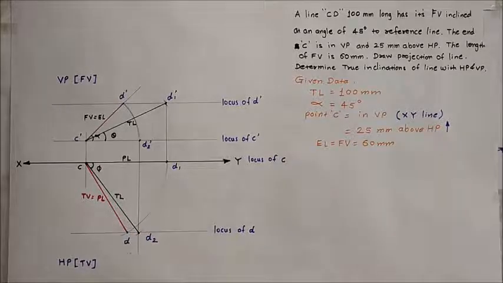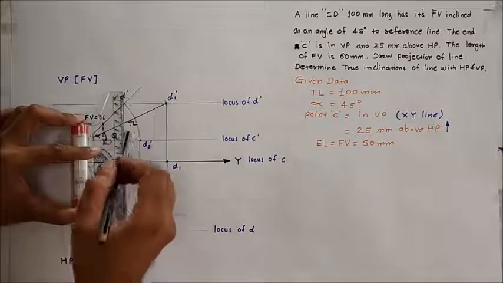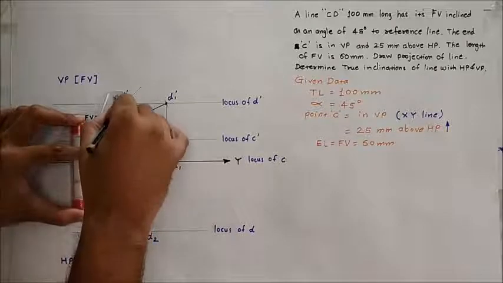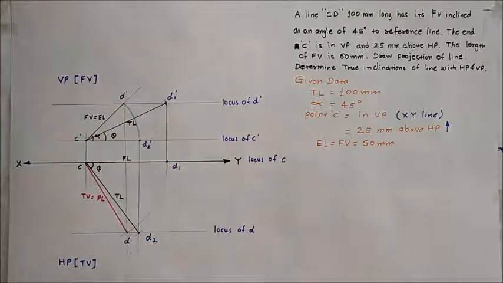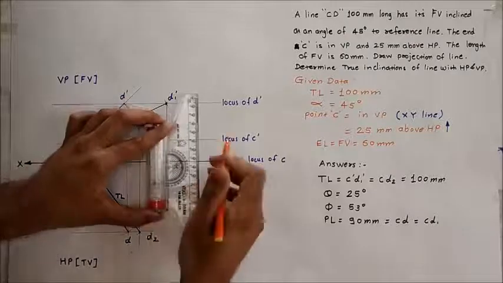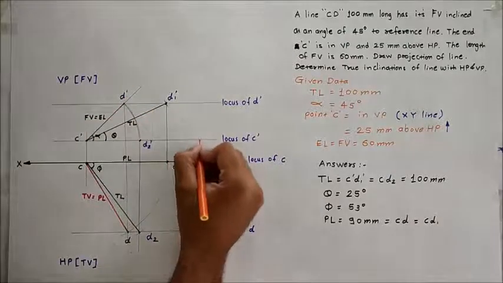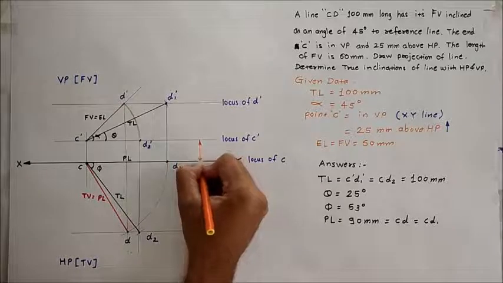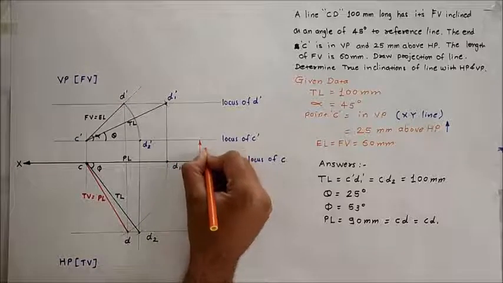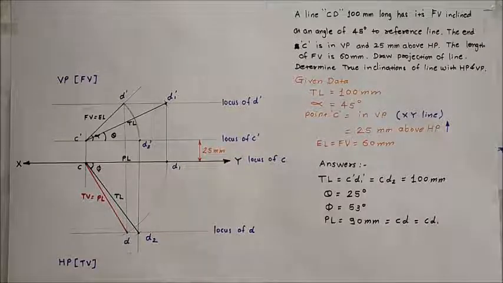We can check our drawing by drawing the end projector which passes through D dash and D. This end projector should be perpendicular to the XY. Now we have to write down the answers and show the dimensions. So the dimension of the locus of C from the XY axis needs to be shown, 25 mm. This completes our problem.